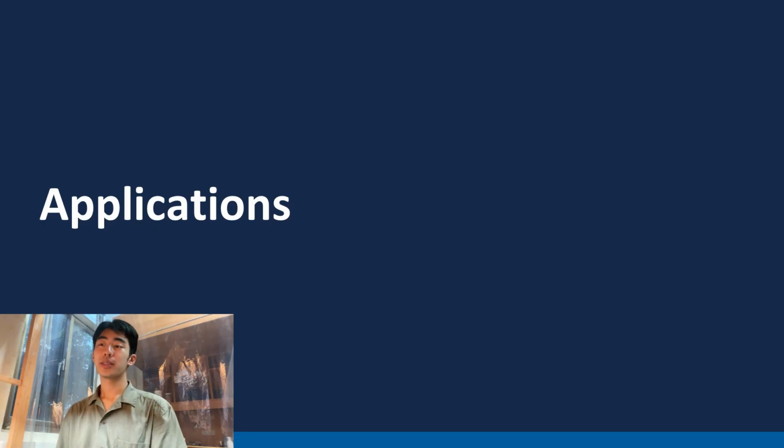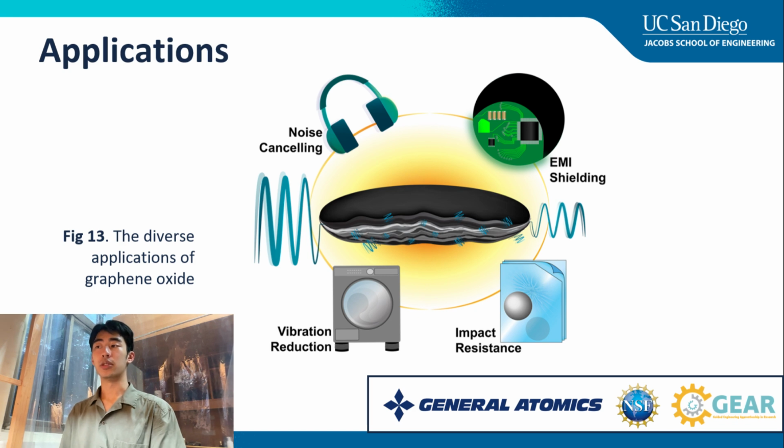So, GO has many potential applications, which is why it's such a novel nanomaterial. GO fibers can actually be used for smart textiles, energy devices, and actuators, while GO membranes can be used for water purification, gas separation, and selective permeation processes.